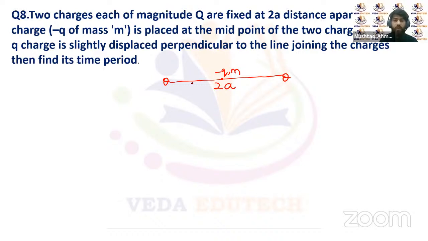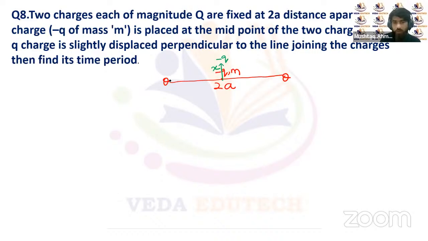It's placed at the midpoint of the two charges. When the charge q is slightly displaced perpendicular, it means that if we slightly displace this charge minus q by a displacement of x in the perpendicular direction, then find its time period. We have to find the time period. Now you can see we displace this charge by a distance x at this point.